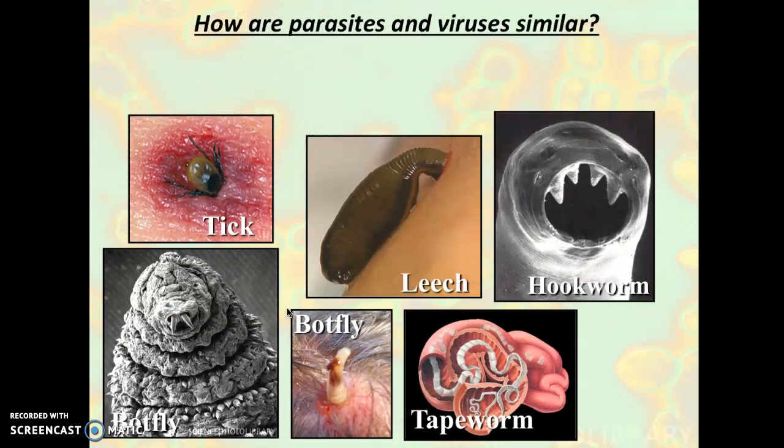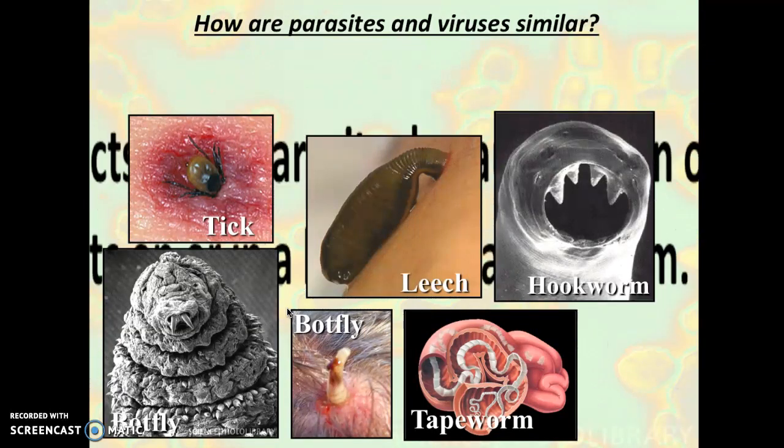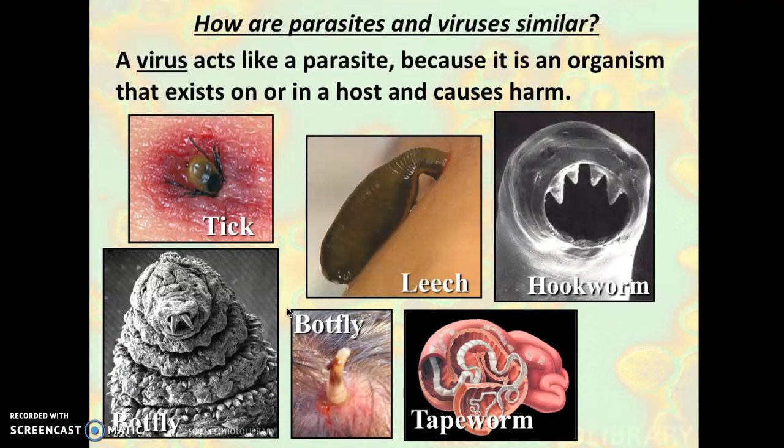In Micro 1 notes, you talked about parasites. So the next part is, how are parasites and viruses similar? A virus kind of acts like a parasite because it's an organism that exists on or in a host. So a parasite needs a host, and a virus needs a host, and they both cause harm. The main difference is that parasites are living organisms, whereas we already said viruses are non-living. They need a host cell to reproduce.